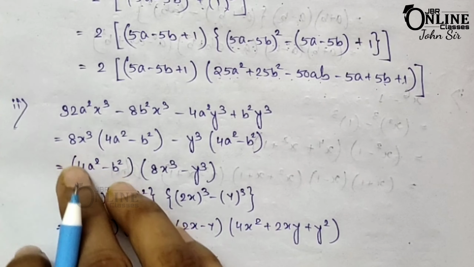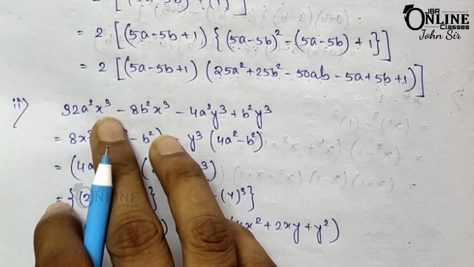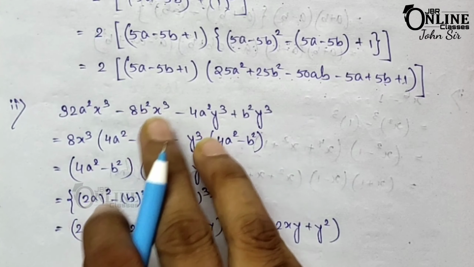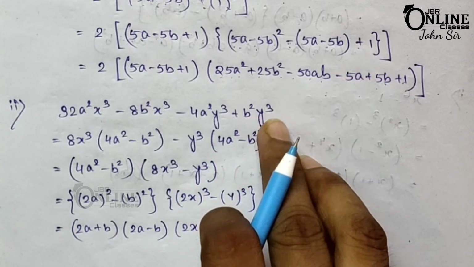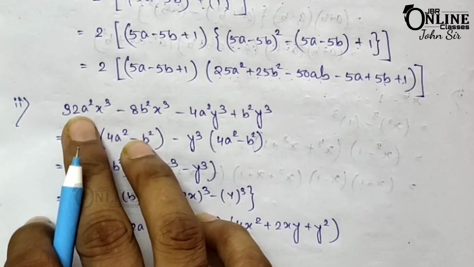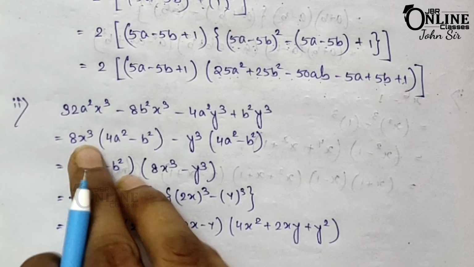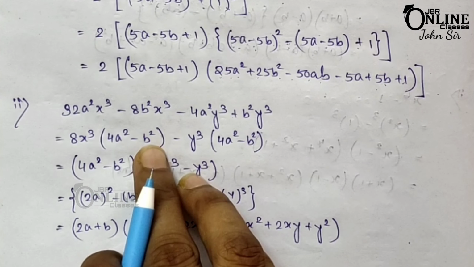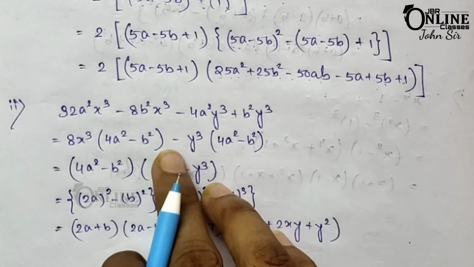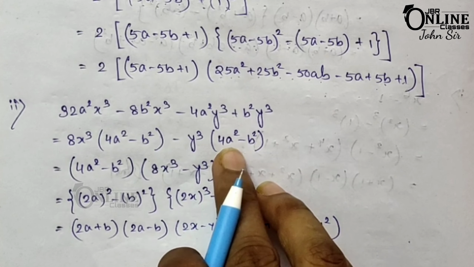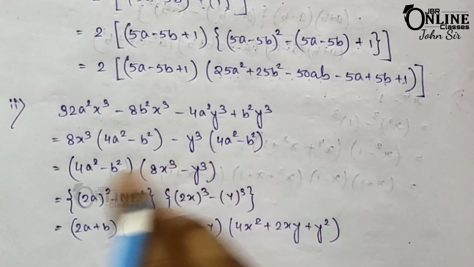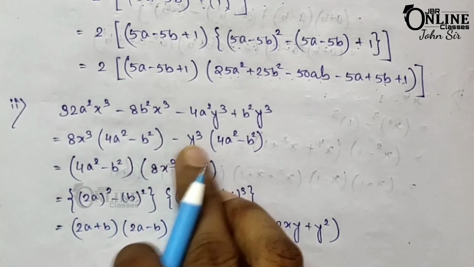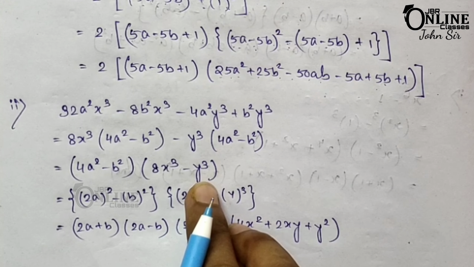Sum number 12(2). 32a square x cube minus 8b square x cube minus 4a square y cube plus b square y cube. So from the first two terms, if you take 8x cube common, then it will be 4a square minus b square. From the next two terms, if you take minus y cube common, then it also becomes 4a square minus b square. So here 4a square minus b square is the common term. Then write down the remaining term 8x cube minus y cube.